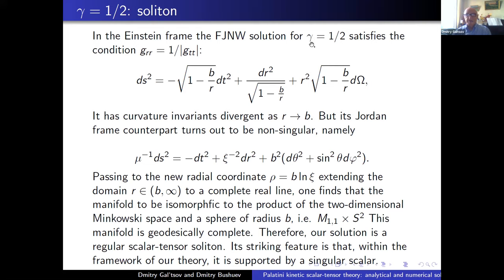Now the boundary value is gamma equal to 1/2. We analyzed it before, but it is interesting that the powers in the Fisher form are just 1/2. It looks more symmetric, and in this case, the Jordan frame metric will be like that. So it is psi, which is also u, but here this guy. By transformation of the radial coordinate, it becomes flat two-dimensional Minkowski space. This is two-dimensional, and this is a sphere. So we have a regular center, which has geometry Minkowski 1-1 and the sphere.